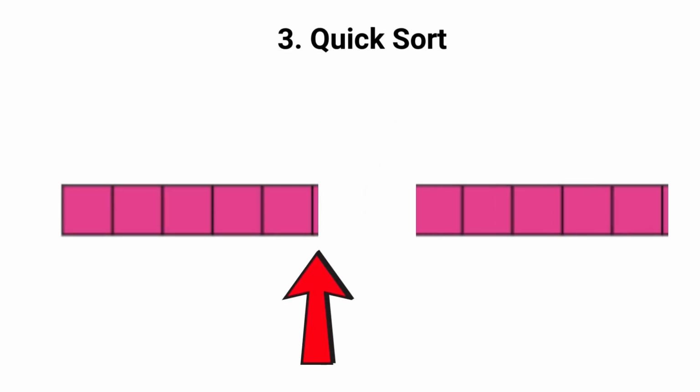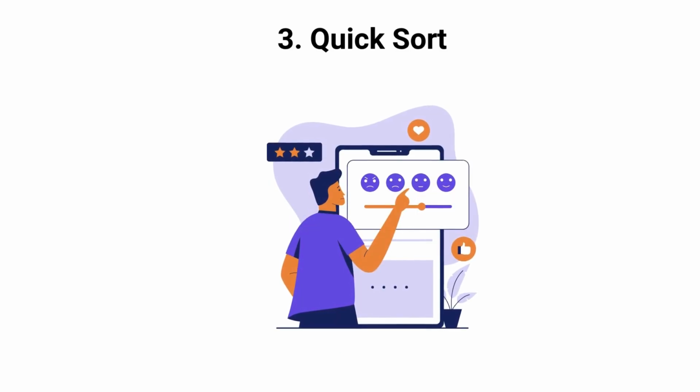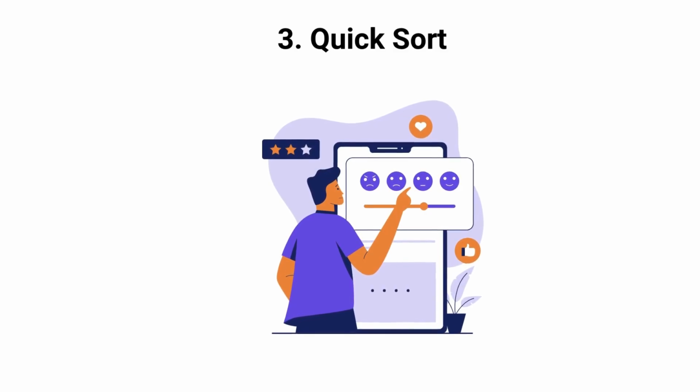So here O(n log n) is the time it will take for sorting, for example sorting customer reviews based on ratings. This is the example for quick sort.